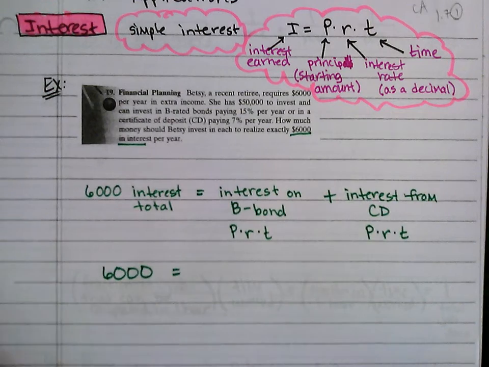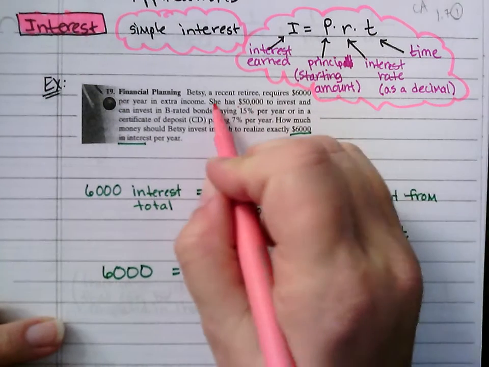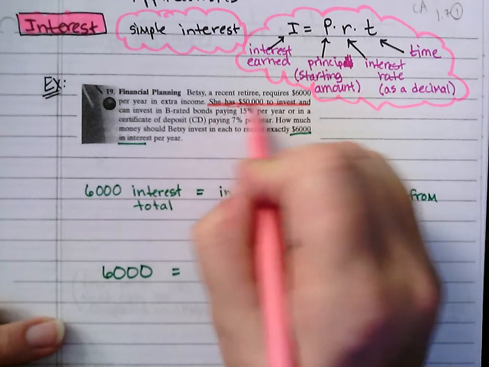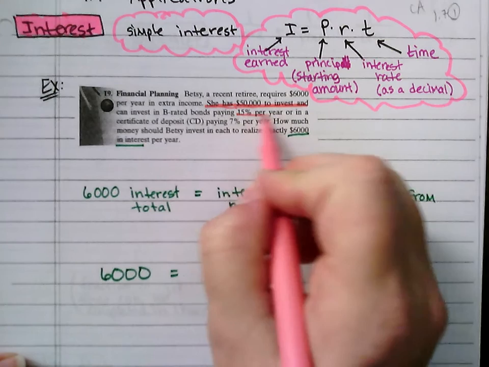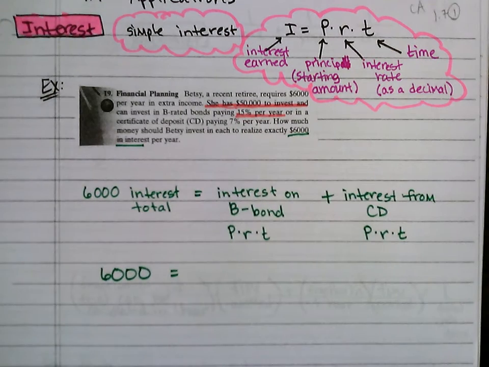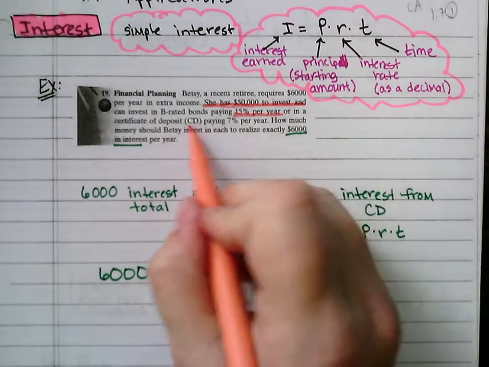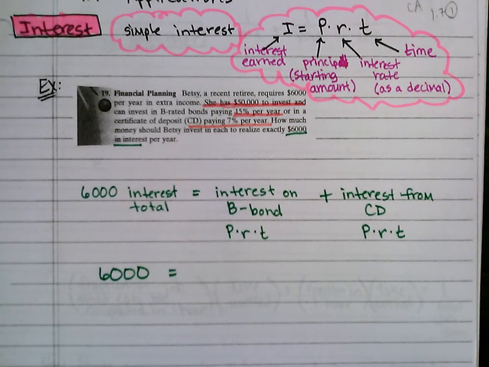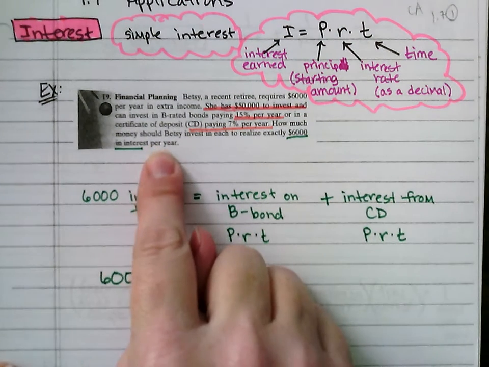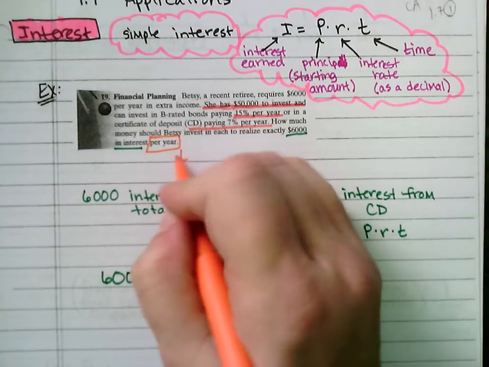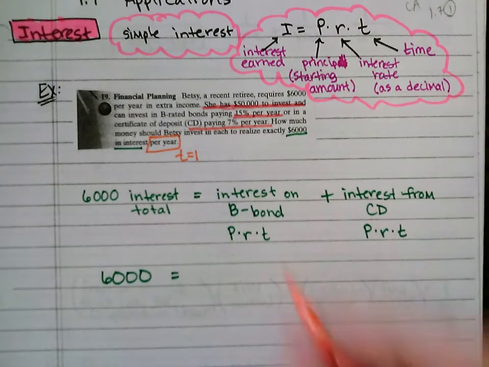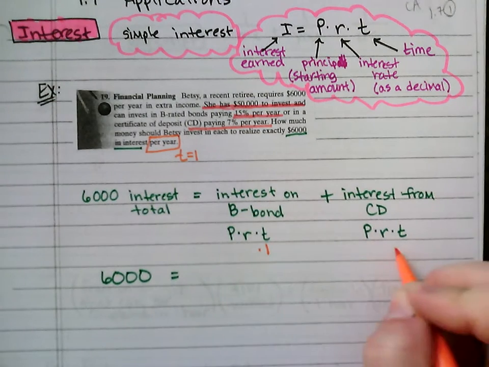Okay. She has $50,000 to invest, and B bonds pay 15% per year, and then CDs pay 7% per year. And for our time, it doesn't specify, but it says per year. So per year is going to be our time for each one. So our time is always going to be 1. So we can fill that in on both of them.